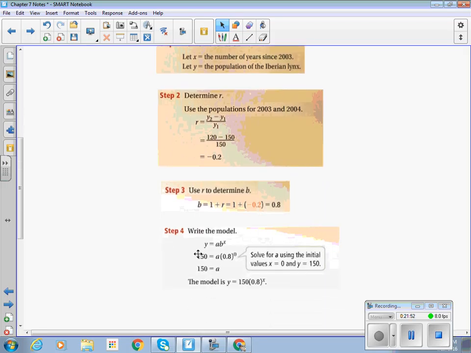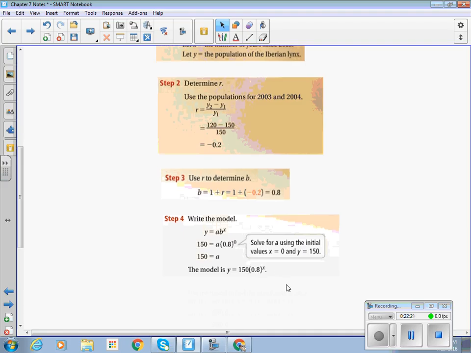So if we want to model that, we go y equals a, which is the starting amount, b to the x. We know that a is going to be, even plugging in 0, 150. That's how much we have at year 0, which is 2003. So our equation is y equals 150 times 0.8 to the x.